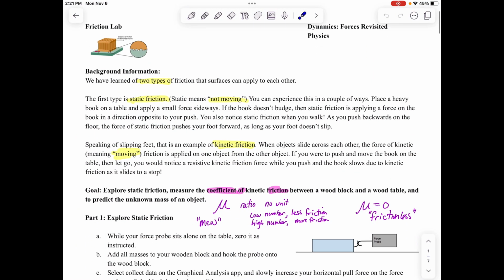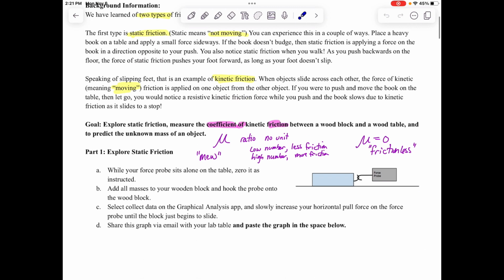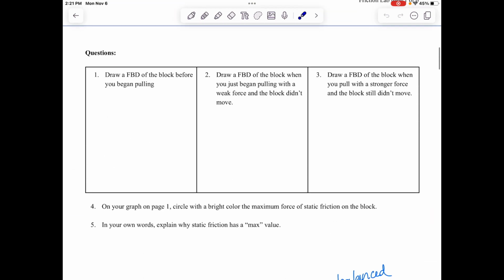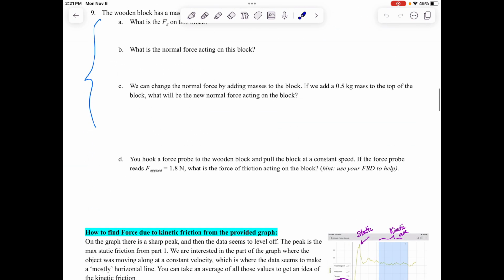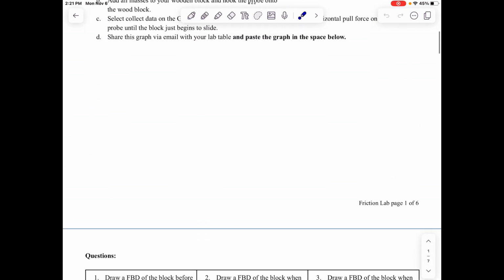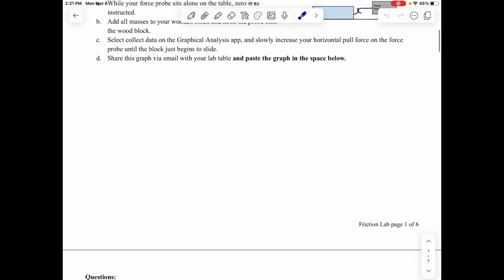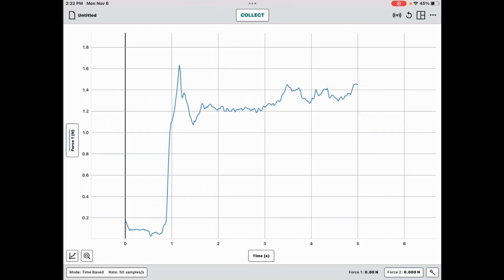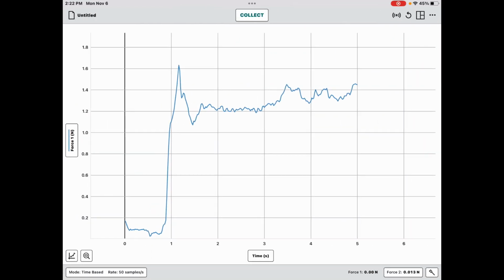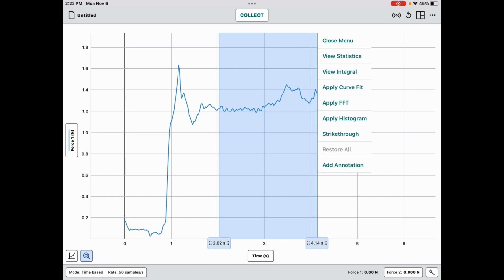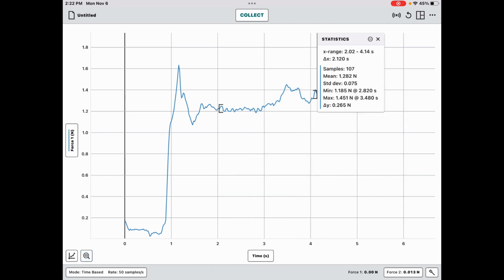Last class you worked on this friction lab. We did the top part together, and then you worked on the questions. You went ahead and put a screenshot right here when you loaded up the sled and found a graph that looks something like this. You highlighted the top part, which is static friction, on your Notability doc, and then when you highlighted the kinetic friction part over here, you hit view statistics, and then you could find the mean to get the force for that portion.